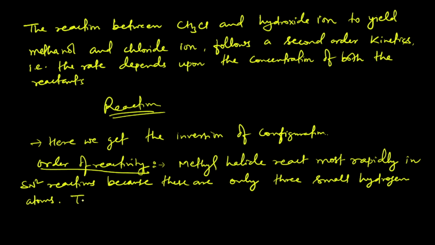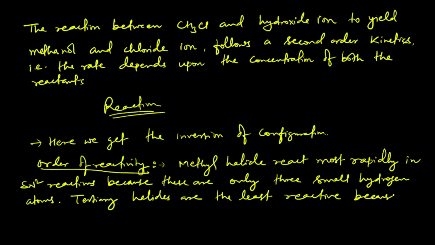But what about tertiary? See, tertiary halides are the least reactive. Why? Because they are bulky. Bulky means steric hindrance will play a role over here. See, methyls are bulky groups. Bulky groups hinder, hinder meaning they will not allow the nucleophile to go to the carbon center, they hinder the approach.